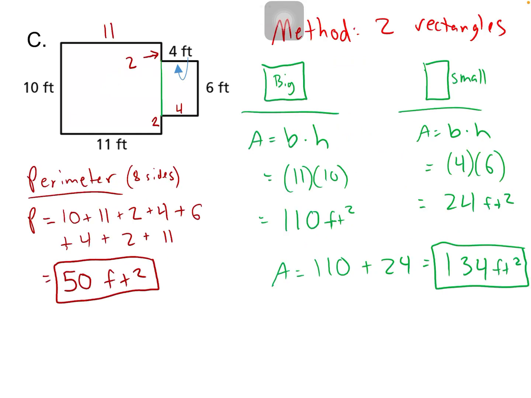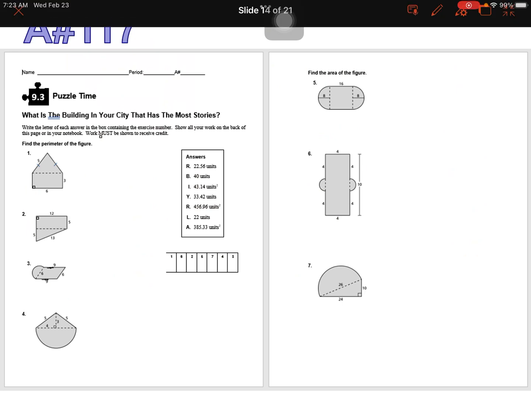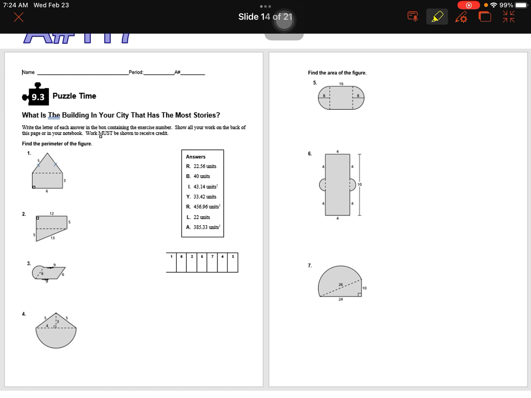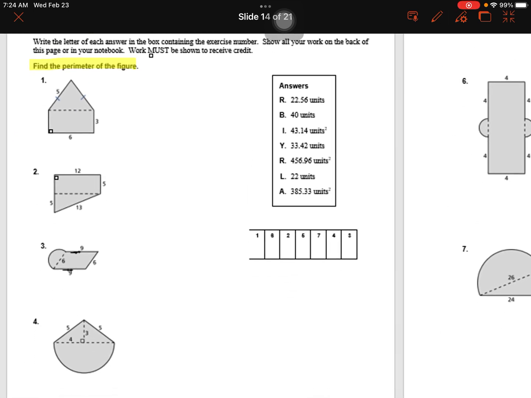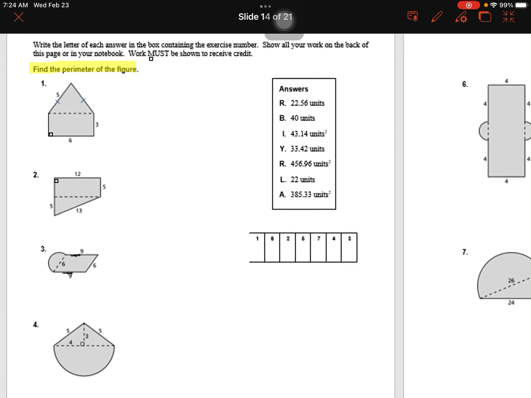Now, you're going to be dealing with some other shapes as well. And you've got to read the questions carefully. So this is assignment 117. Your teacher will be handing that out to you, or you can print it out at home. If you don't have a printer, then you can just do it on notebook paper. Now, I need you to notice that the first 4 questions, all you're finding is perimeter. You are not asked to find area, okay? And so you are going to go ahead and just find perimeter.